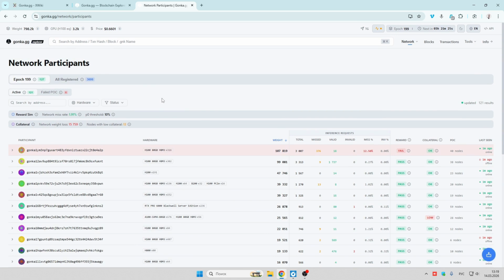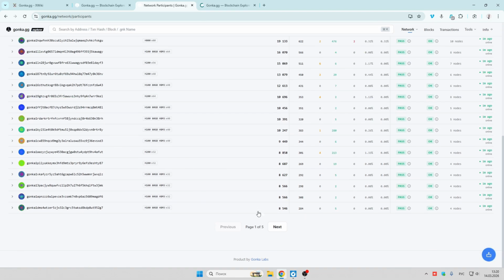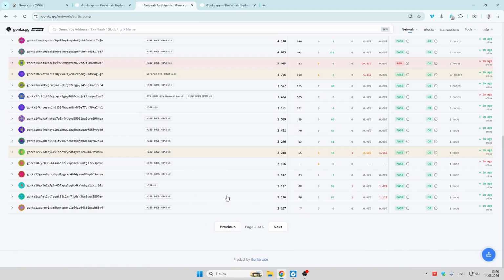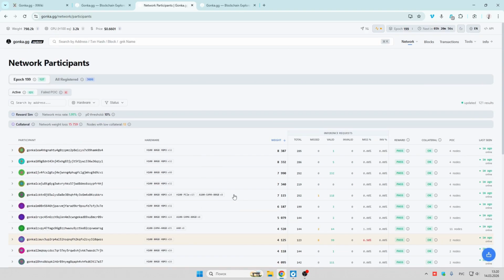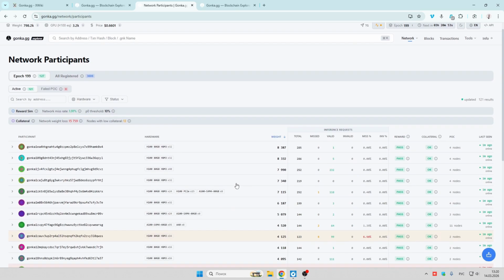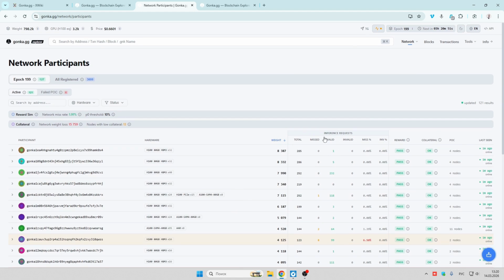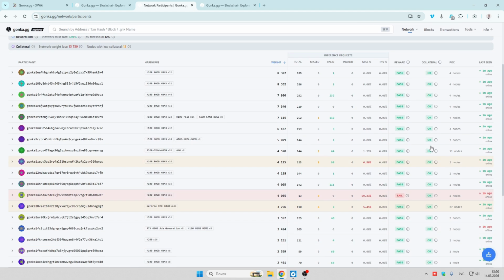You can see there are 5 pages. That's the number of miners in this epoch, but for some reason it's not specified here. It is shown over here in the overview. Or you can go through all 5 pages and count them yourself. Here is information about inference by weight, so reward and last seen.